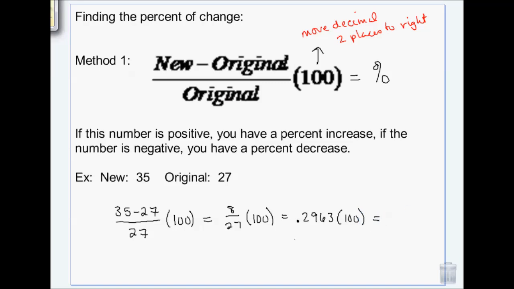Okay, so multiplying by 100, or you can move 2 places to the right. It's the same thing. And I get 29.63%. Now, this is a positive number, right? When I subtracted, I got a positive number, so that's an increase. So, positive gives you an increase, negative, and you get a decrease.